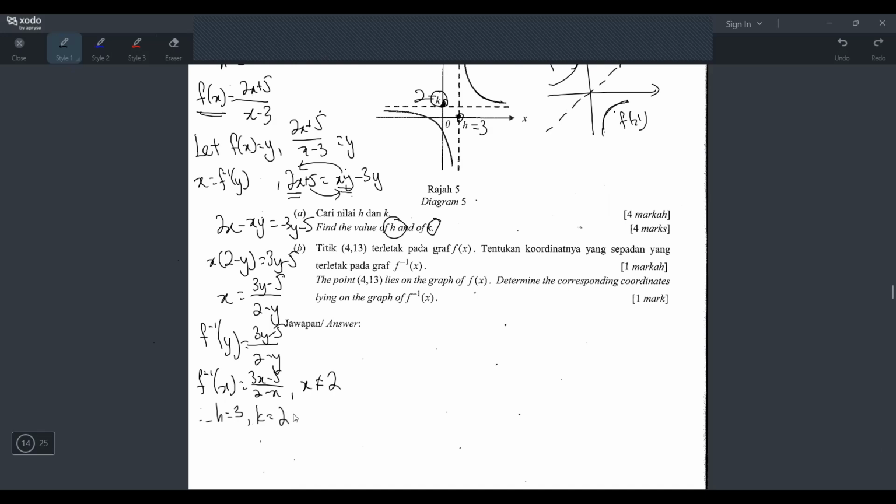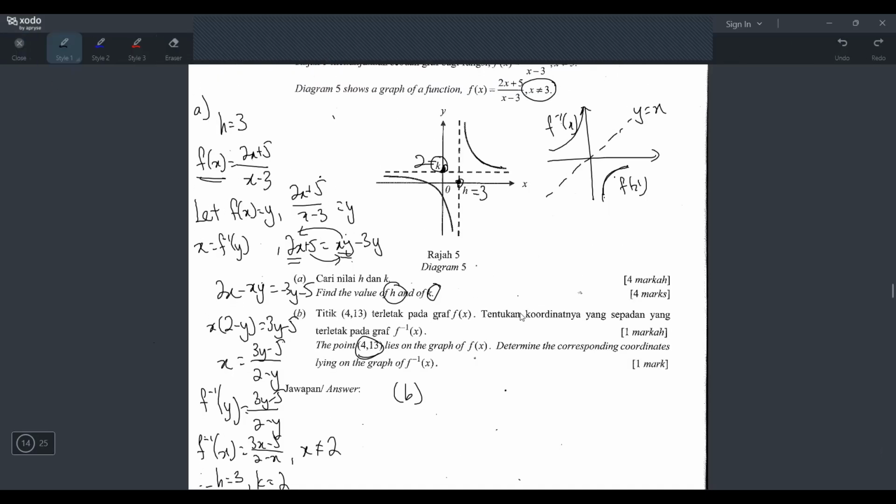Okay, let's continue with B. B says the point (4, 13) lies on the graph of f(x), right? So (4, 13) lies on the graph of f(x). Determine the corresponding coordinate lying on the graph of f inverse. Well, it will be (13, 4). Yeah, that's why it is only worth 1 mark, right? Okay, let me explain.